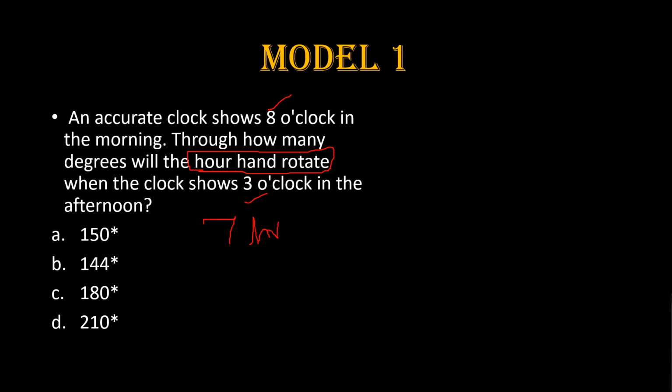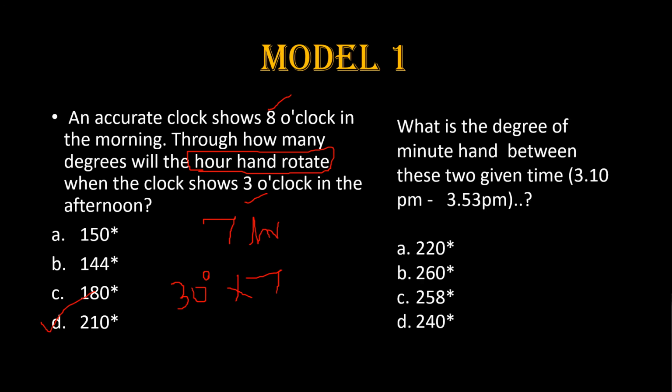We know that the hour hand rotates 30 degrees for 1 hour. Remember the table we discussed earlier. For 1 hour, the hour hand will rotate 30 degrees and for 7 hours, it will go 210 degrees. So the answer is 210 degrees. The next is for the minute hand. What is the degree of the minute hand between these two times? So the clock is like this.